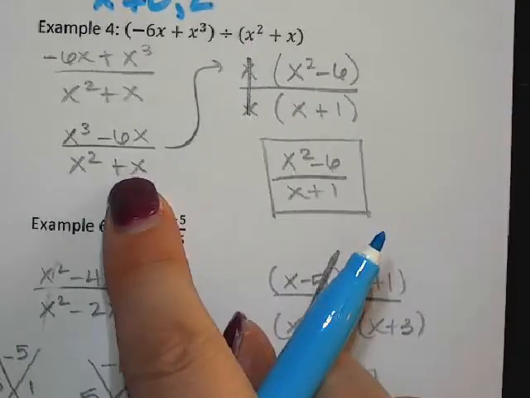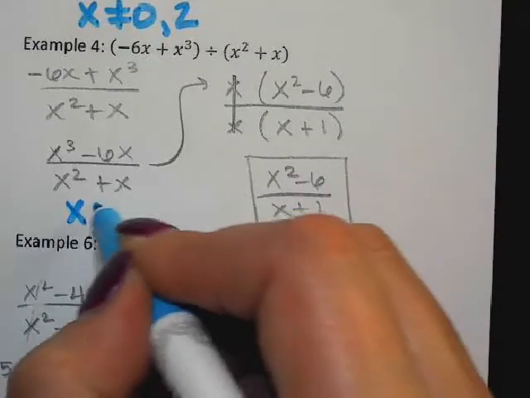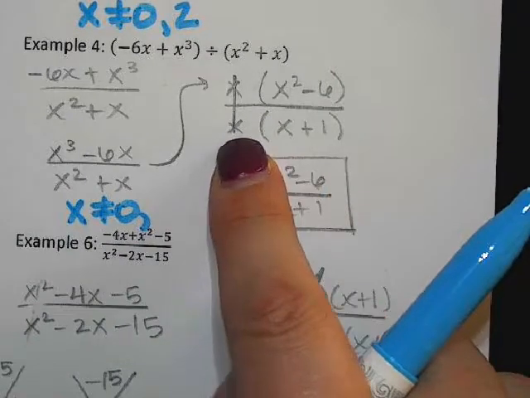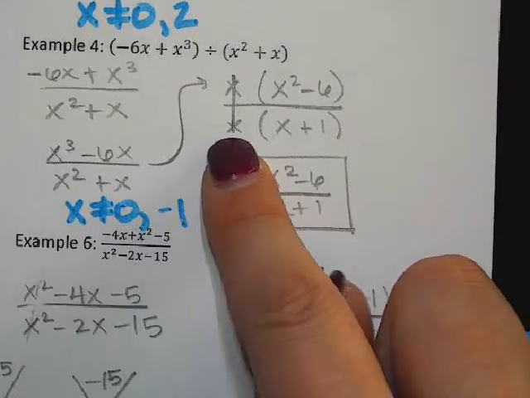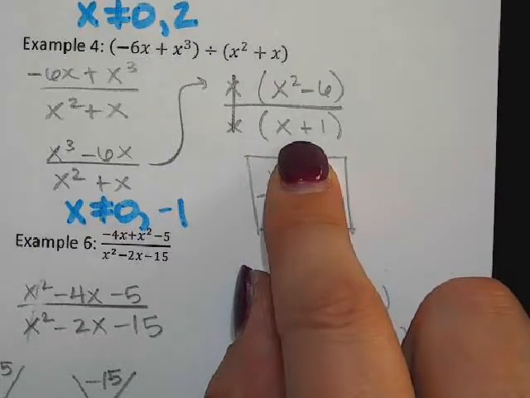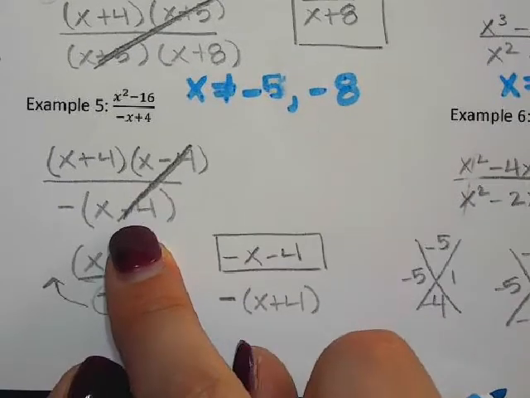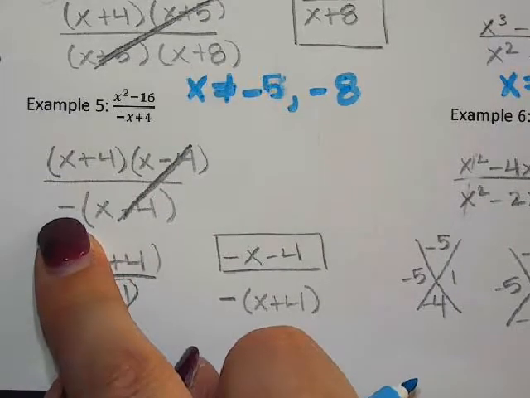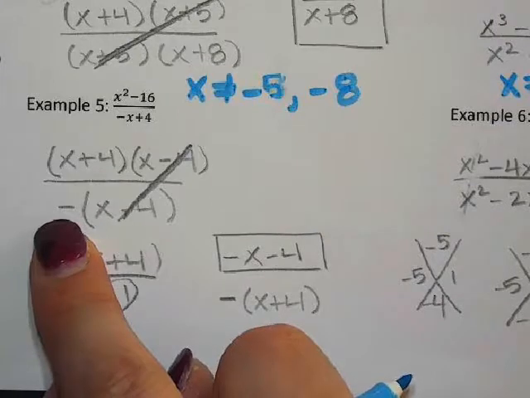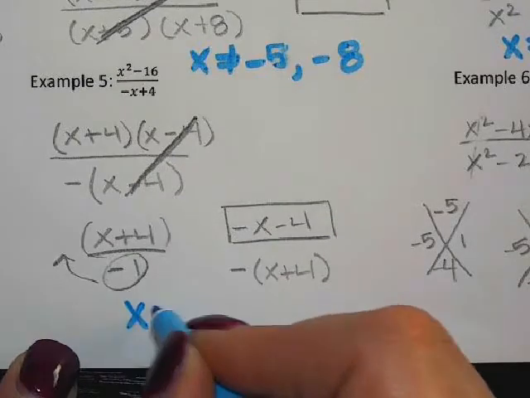If we look at this one, in the denominator I have that x in the front, so I'm going to say x cannot equal 0 because of that x in the front. For this one I'm going to say x cannot equal negative 1 because that would make that parenthesis go to 0. So x cannot equal 0, x cannot equal negative 1. For example 5, we had x minus 4 in parentheses. If you look at the GCF, it didn't have an x in it. It just had a negative, so that does not contribute to the excluded values. The only excluded value I have is that x cannot equal positive 4.